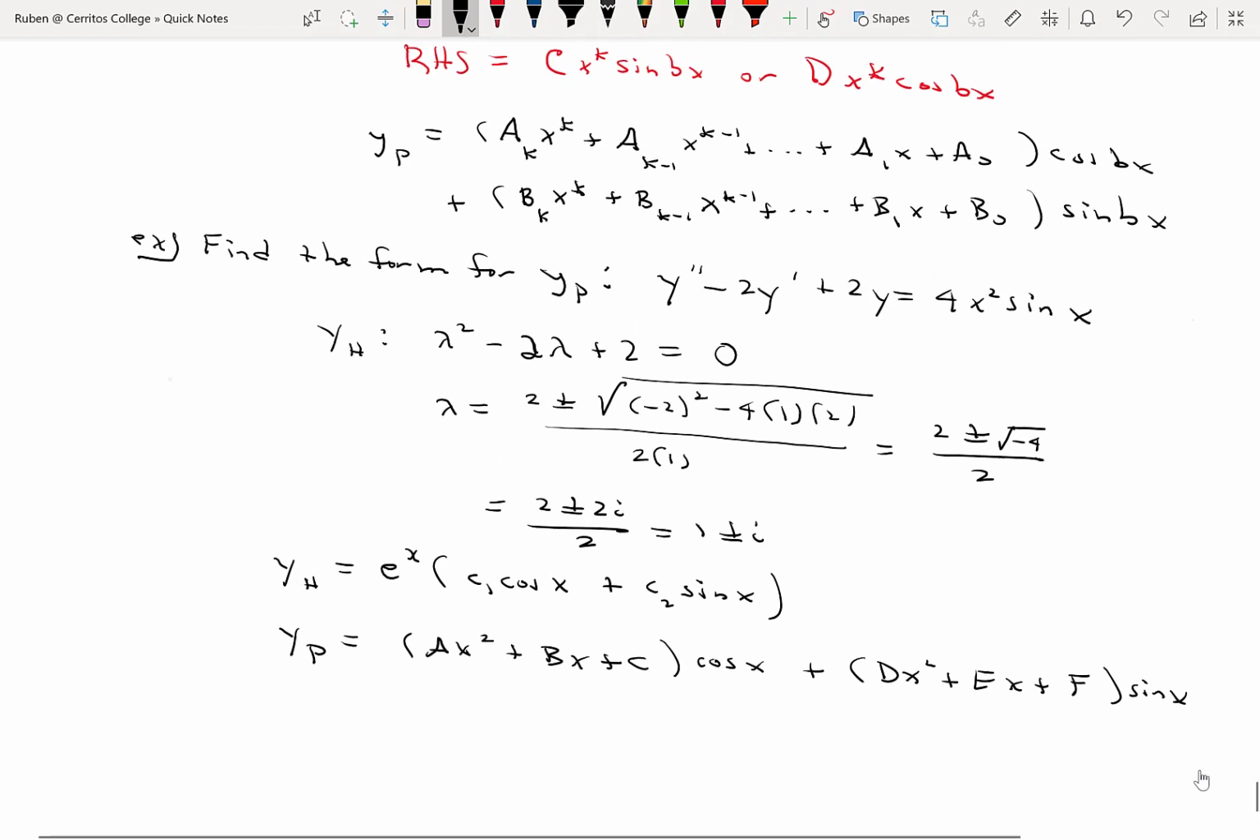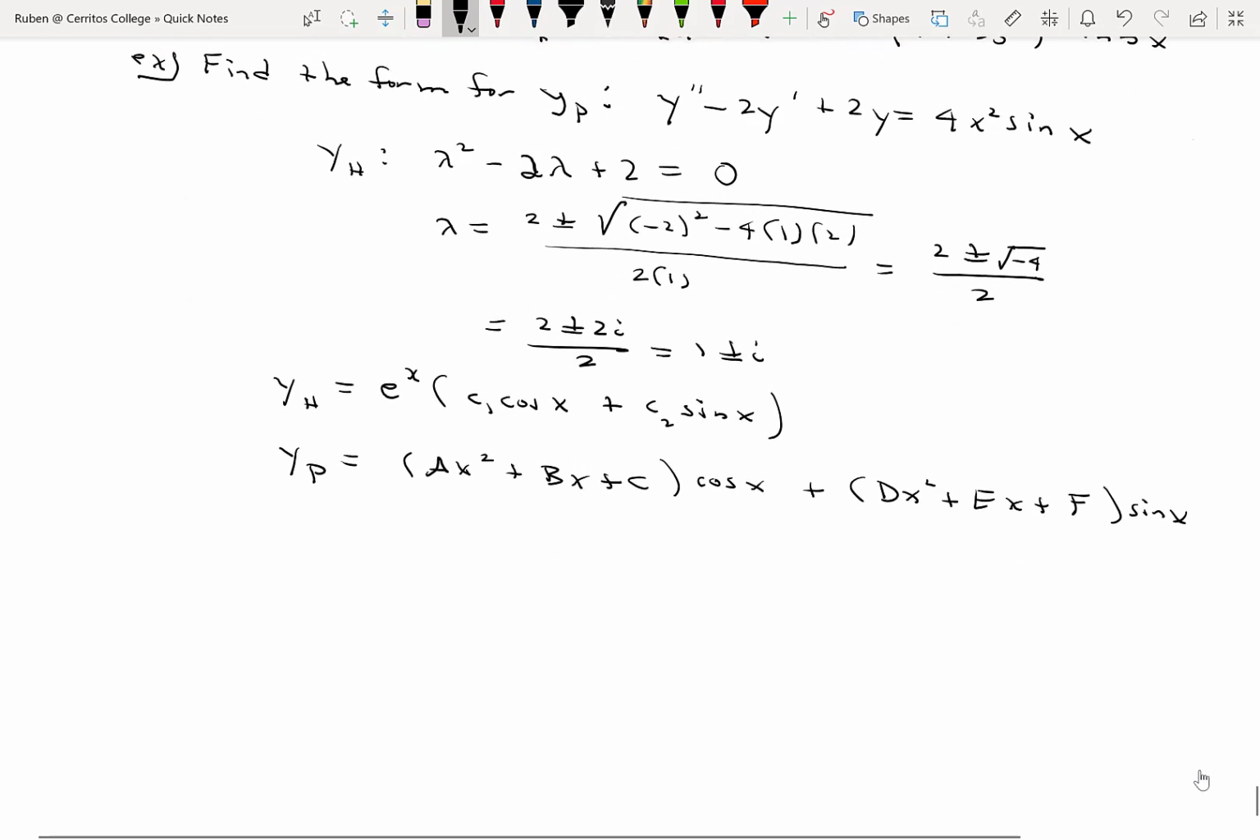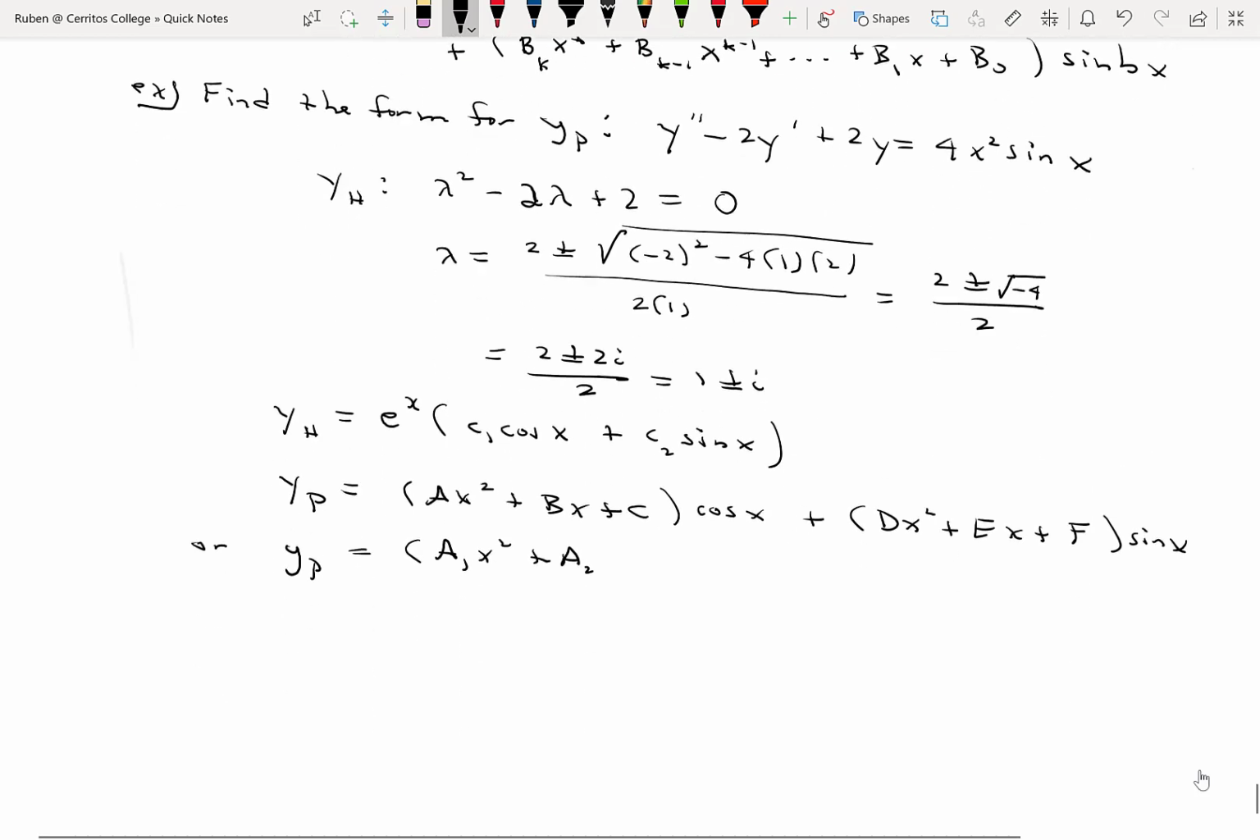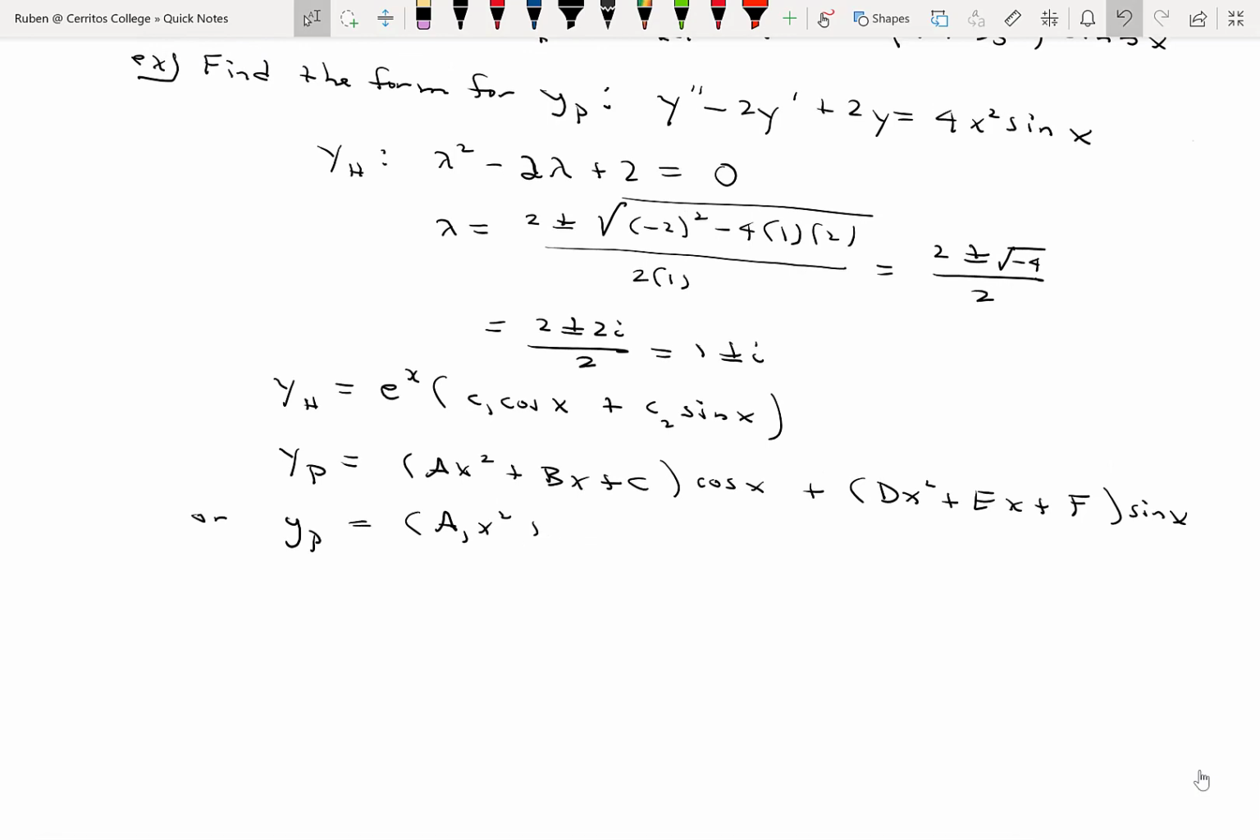Now notice that in the summary I used subscripted variables, and here I'm just using A through F. It doesn't matter. Those are the constants that need to be determined. What we use for them is not important. If that bothers you, you could also write it a different way. It really makes no difference whatsoever. Let me redo that. So y sub p has the form a2 x squared plus a1 x plus a0 times cosine, plus b2 x squared plus b1 x plus b0 times sine. What we call our coefficients is not important.